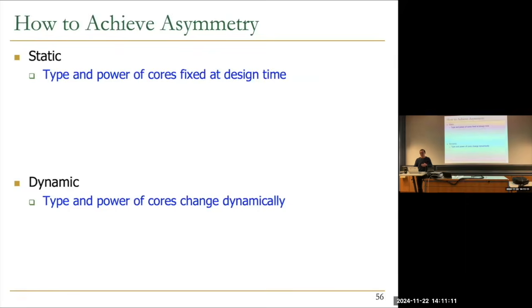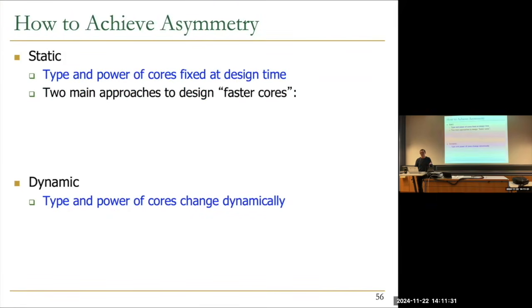Okay, with that, let me talk a little bit more about how to achieve asymmetry. We've discussed this a little bit yesterday. You can have static asymmetry. You can have dynamic asymmetry. Static means that your type and power, of course, are fixed at design time. Dynamic means these change dynamically, right?